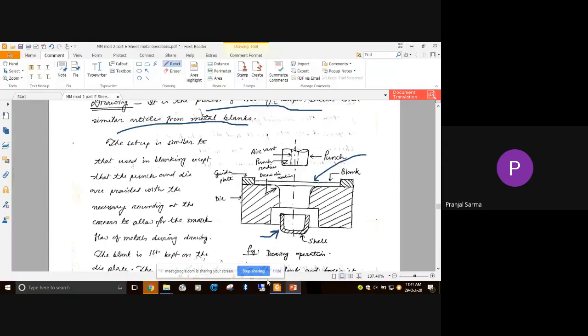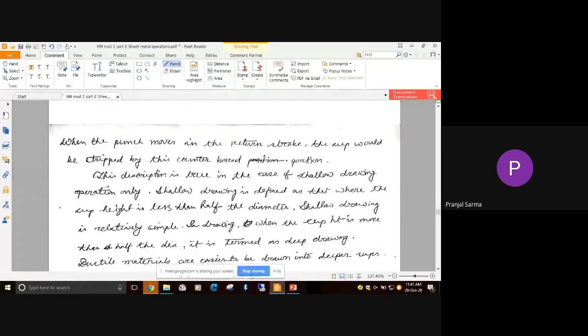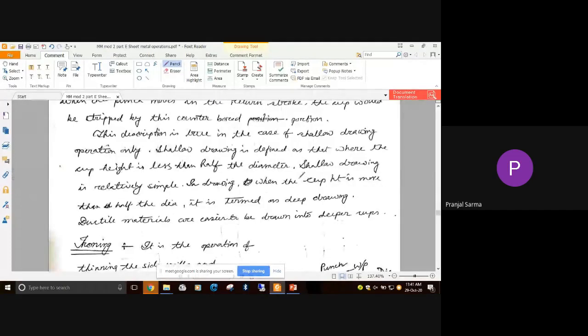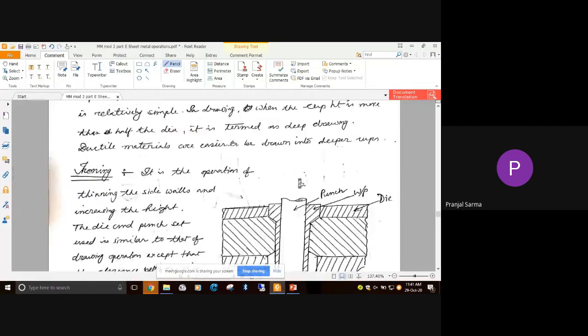So this is basically about the drawing operation. Here a similar thing has been shown, and sometimes we also provide an air vent, so that sticking of the punch and the workpiece does not happen. So this is basically about your drawing operations, and we can have deep drawing as well as shallow drawing.